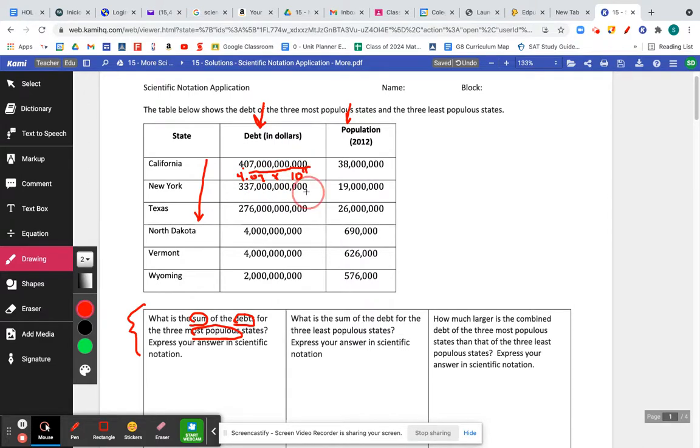Okay, what about this one? 1, 2, 3, 4, 5, 6, 7, 8, 9, 10, 11. So that's 3, that gets it right there. 3.37 times 10 to the 11. And for Texas, 1, 2, 3, 4, 5, 6, 7, 8, 9, 10, 11. So that's 2.76 times 10 to the 11.